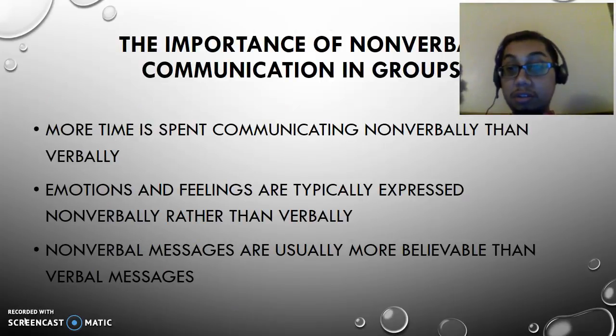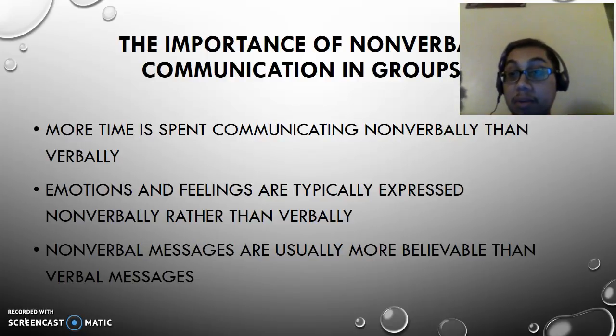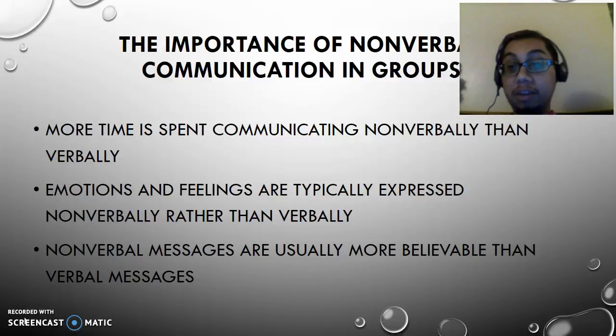And that brings us to the importance of nonverbal communication in groups. Now, nonverbal communication is behavior that does not rely on written or spoken language or words. It includes body posture and movement, eye contact, facial expressions, seating arrangements, spatial relationships, personal appearance, use of time, and tone of voice.